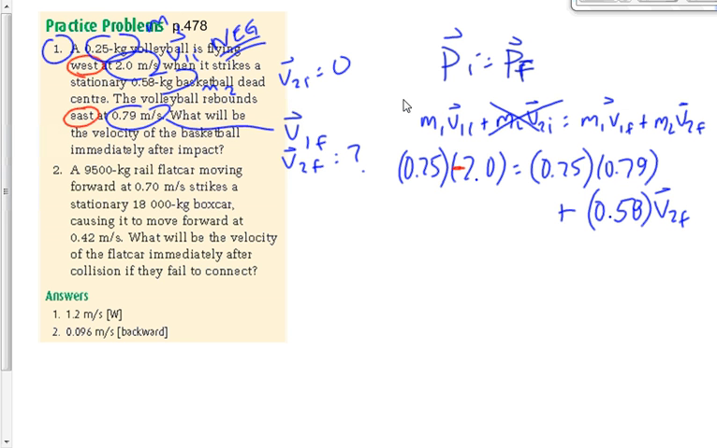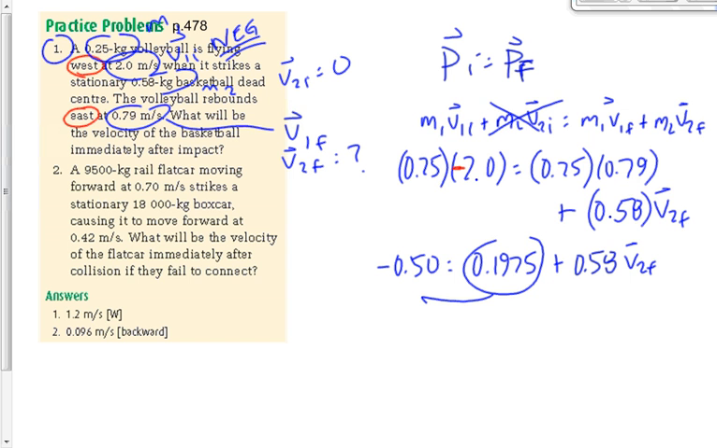0.25 times negative 2 is negative 0.50. 0.25 times 0.79 is 0.1975, plus 0.58 V2F. You see, if we leave that as a positive number, everything looks almost the same at this stage. But when we take this number over to the other side by subtracting, then it's going to give me a completely different number if I don't put the negative on the left-hand side.